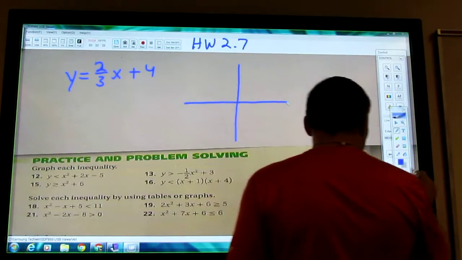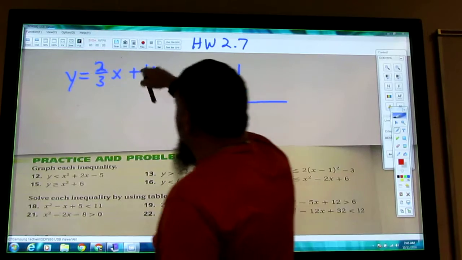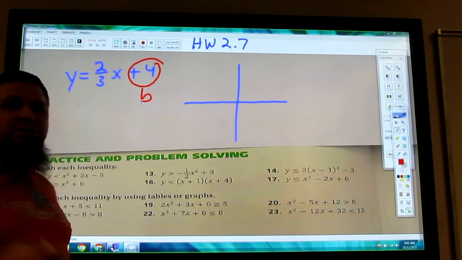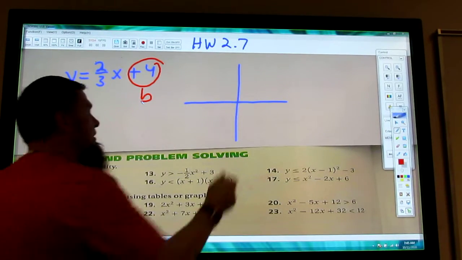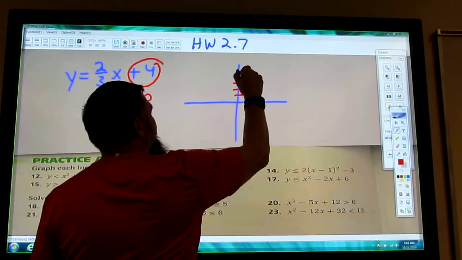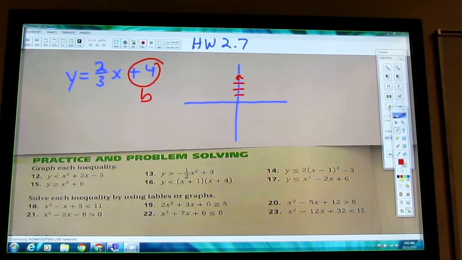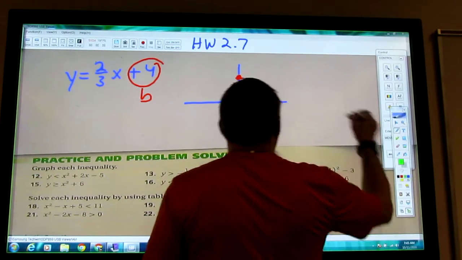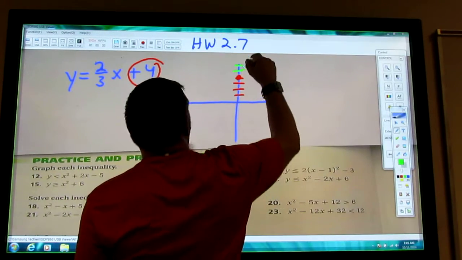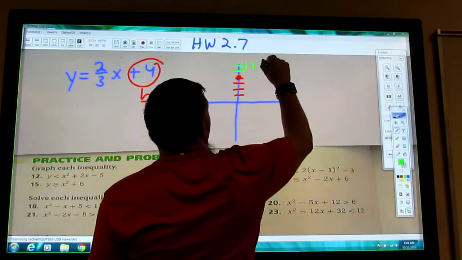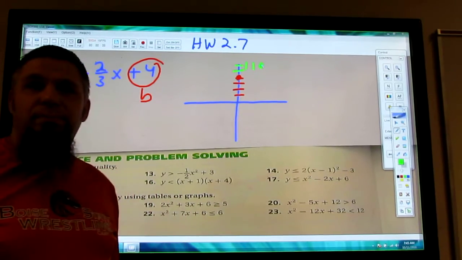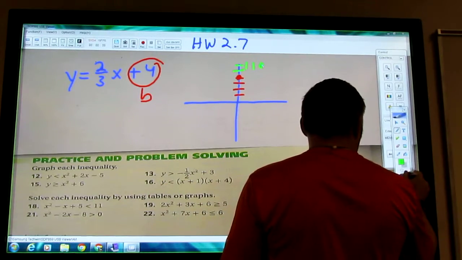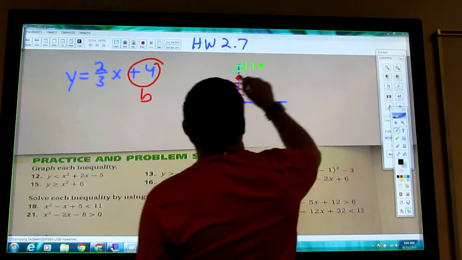And we start at the plus 4, right? This is your b. That's where we start. So, 1, 2, 3, 4. And then we go up 2 and right 3. 1, 2, 3, right? So we're right here. Does that make sense? And so we make this line.